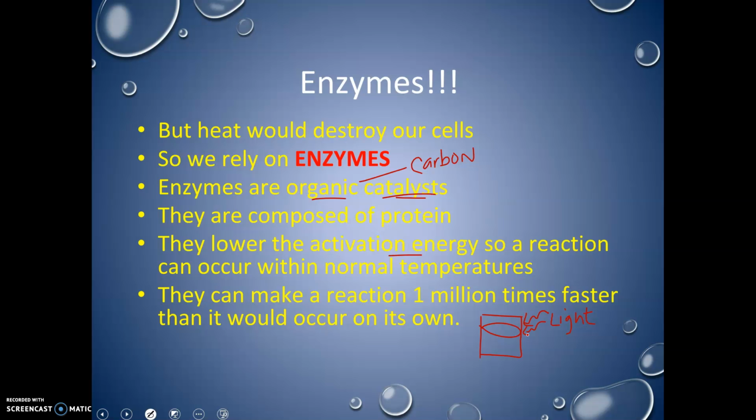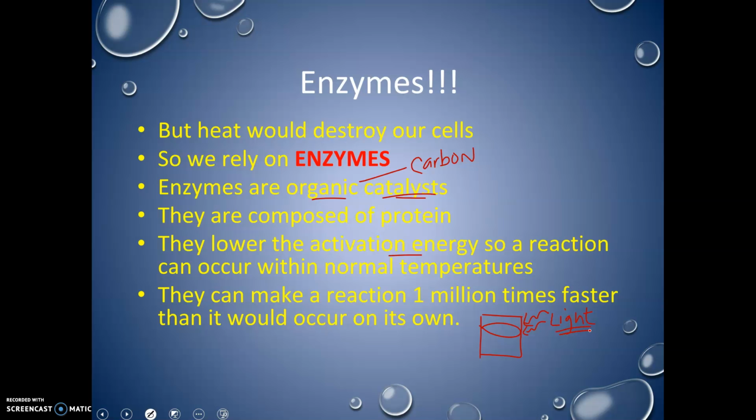So if we make peroxide as a waste product in ourselves, in our bodies, in our cells, we can't wait a couple of days. Plus, we don't have light shining in our cells either. And we can't heat it up because that's dangerous to our cells too. So how does our body break down peroxide, which is toxic, but really quickly?